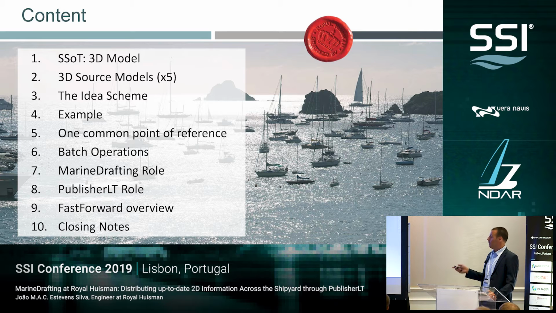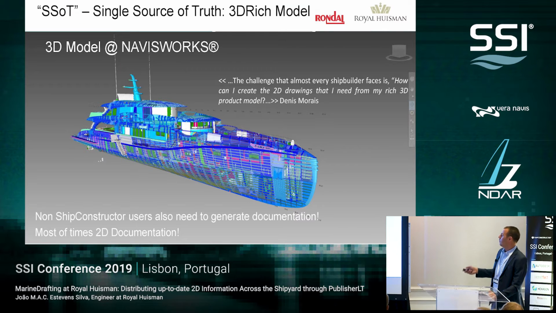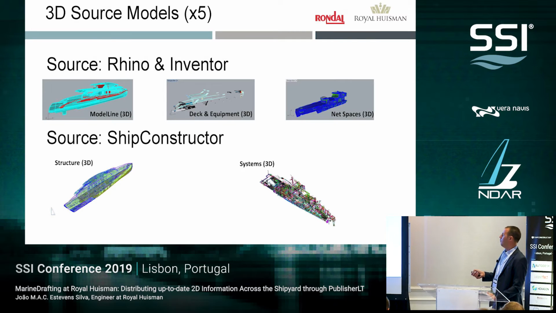Before we get to that, I will try to show you which are the sources that feed that model. I call them submodels, but they can be called anything else. We have the model line, which is a theoretical surface model, all the equipment parts, which are made in Inventor, and the net spaces, which is how we account for the useful space inside our ships. These two come from ShipConstructor: the structure and all the systems and piping.